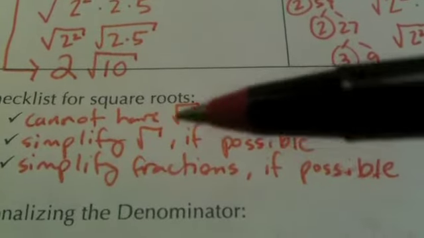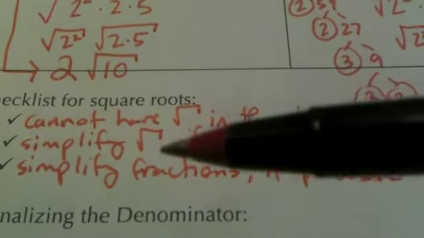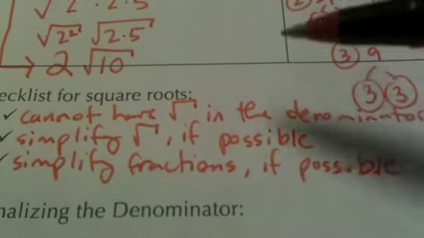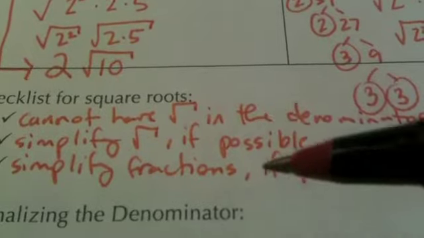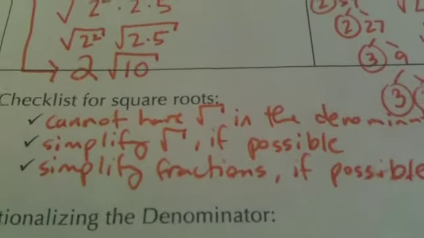The next two checks are simplify the square root if possible, and of course simplify your fractions if possible. So when dealing with square roots, say, did I do this, did I do this, did I do this, check, check, check, you're done. Okay.